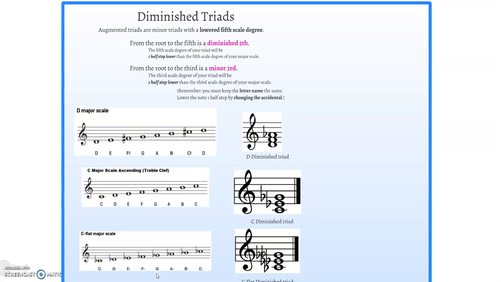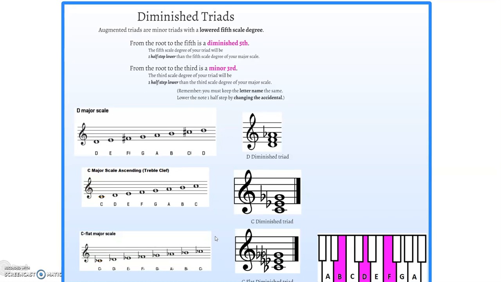a diminished triad. If you were to play this diminished triad on the piano, these are the keys you'd be pressing down on. C flat happens to be the same key as B. E double flat is the same key as D, and G double flat is the same key as F. But for the same reasons I explained when we were talking about the C sharp augmented chord, you cannot change the letter names that they are spelled with.